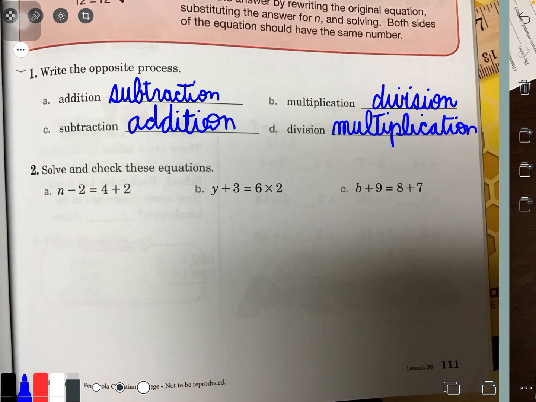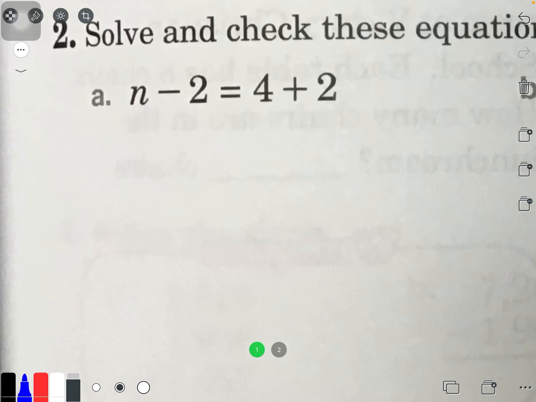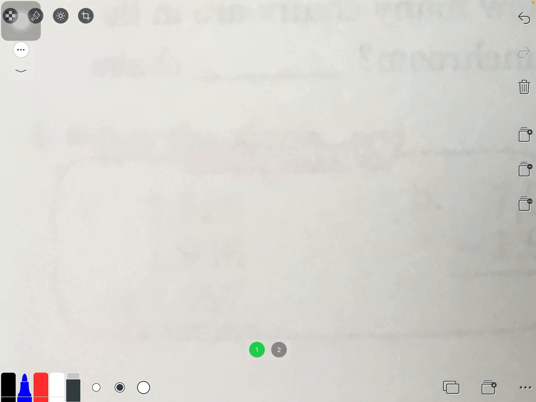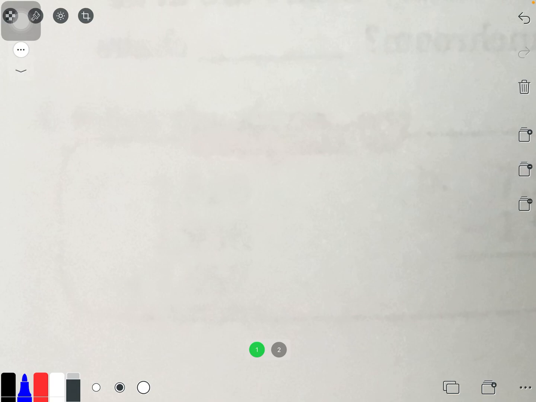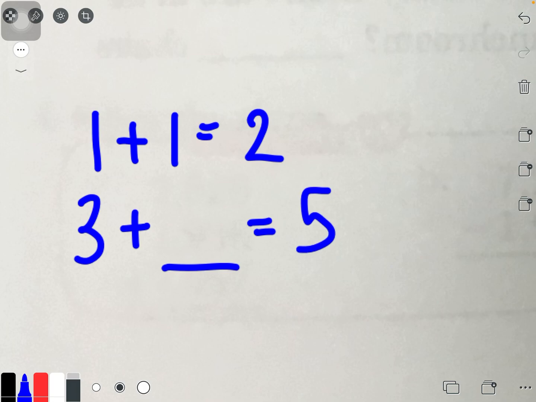So after you write this down, and if you need to pause, that's fine, let's go to number 2. Number 2 is where it gets really weird because take a look at this. They put a letter in it. Weird. Now, before I do anything else, I'm going to just put a regular math sentence up. It'll say 1 plus 1 equals 2. Okay. What if I did this? 3 plus blank equals 5. What would the blank be? 3 plus blank equals 5.